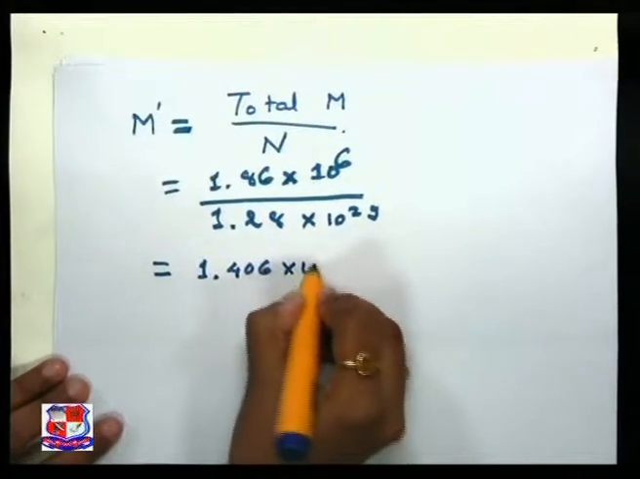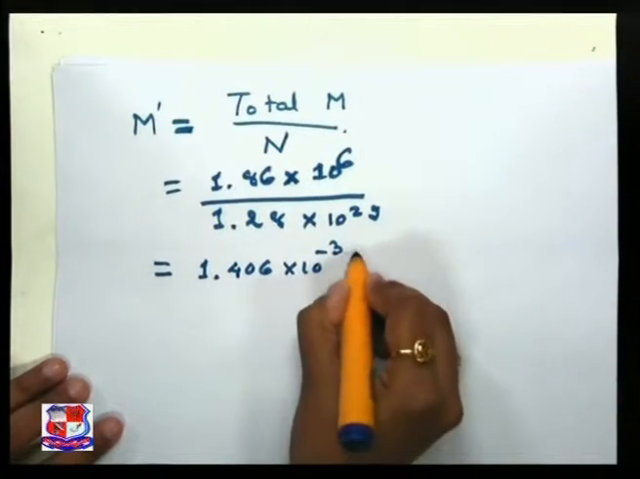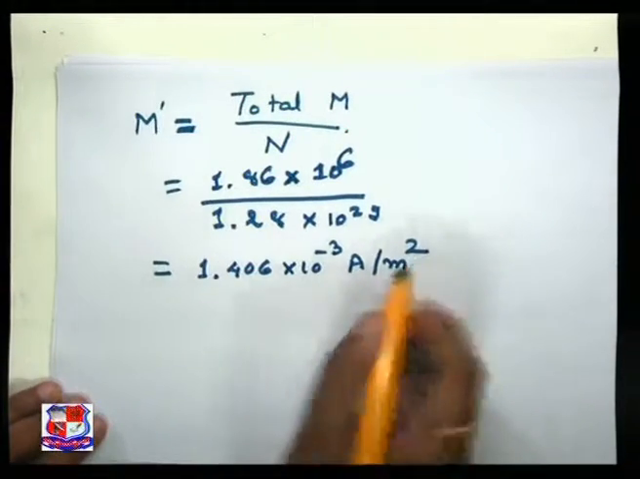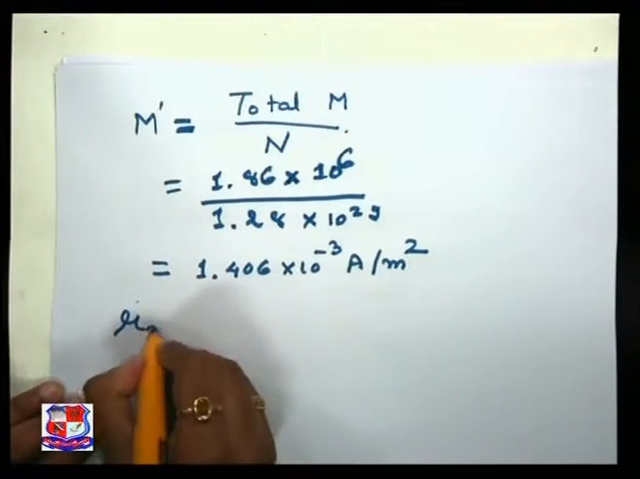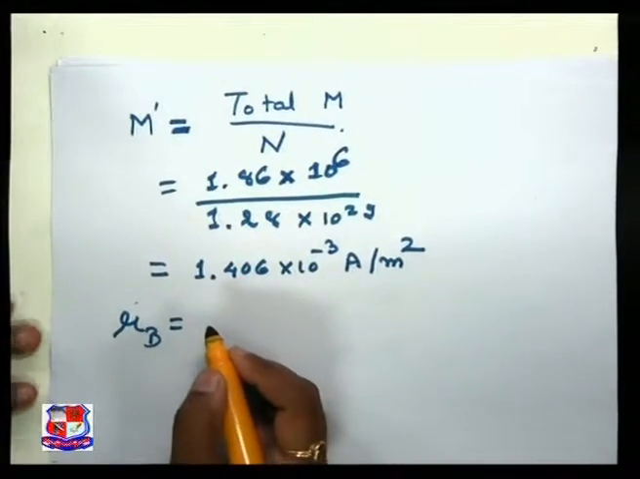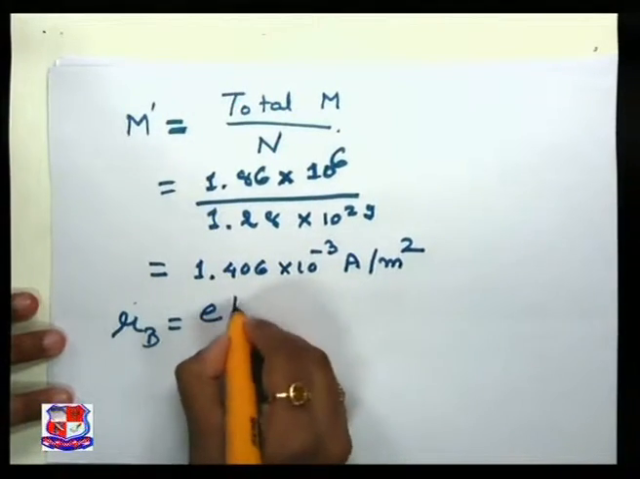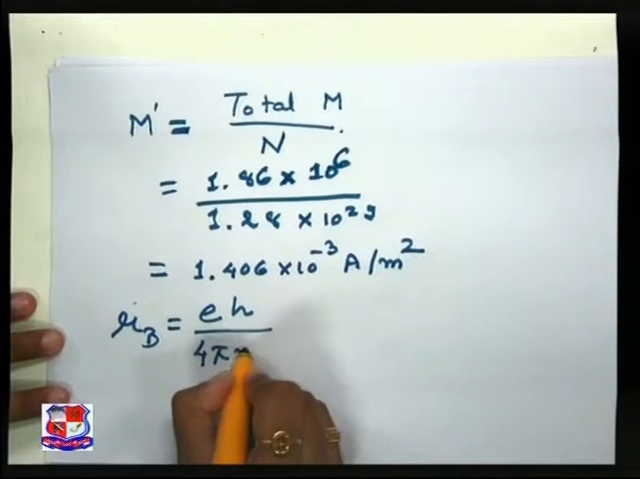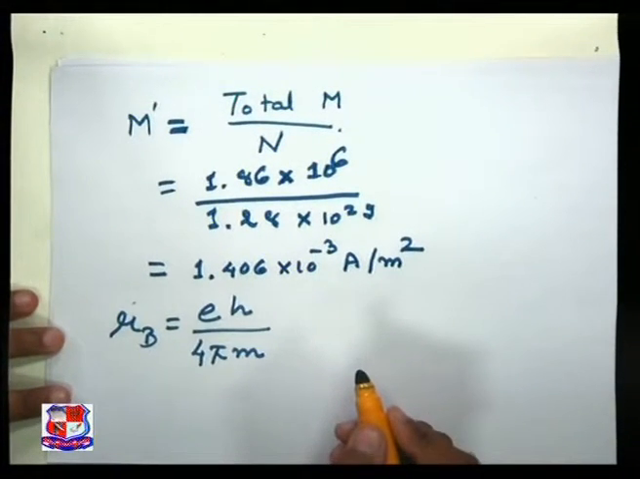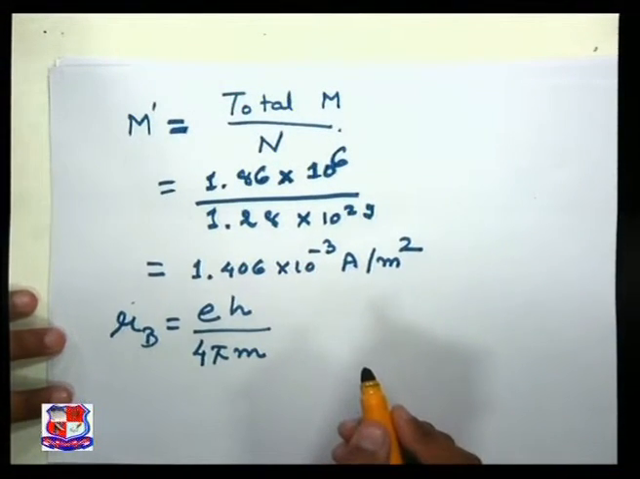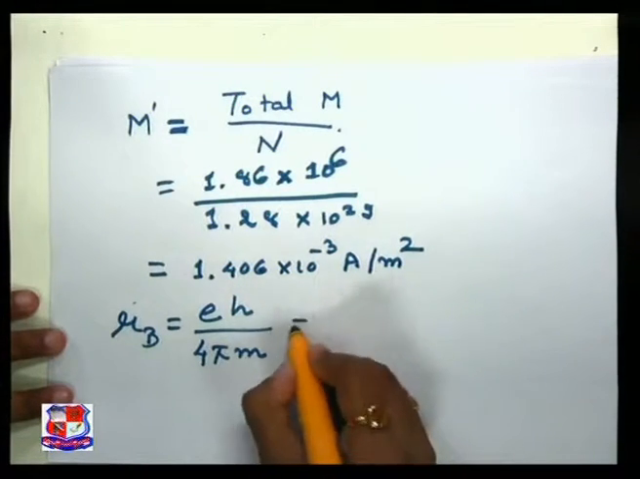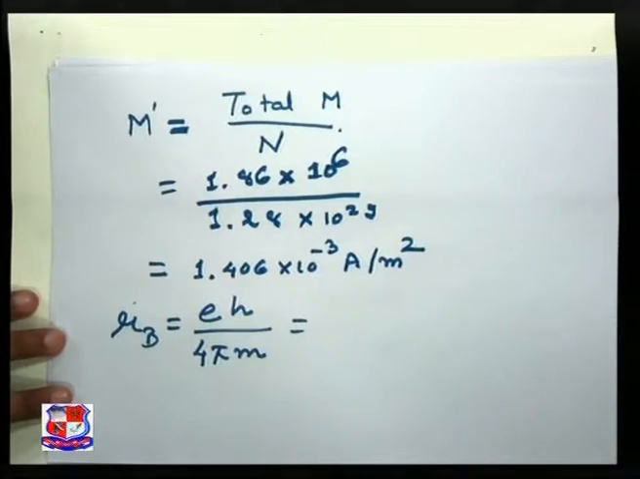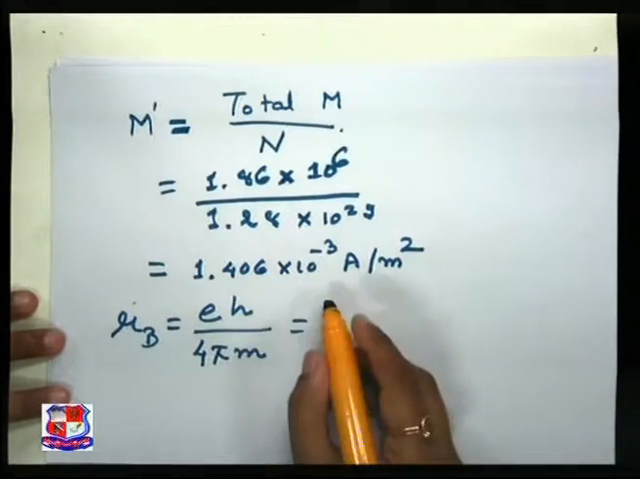1.406 into 10 raised to minus 23 ampere per meter square. Right. Now what is Bohr magneton? Bohr magneton is the smallest unit of magnetization. The equation says that it is eh divided by 4 pi m. What is e? e is the electron charge, h is the Planck's constant, and in the denominator 4 pi small m, where small m is the mass of the electron.